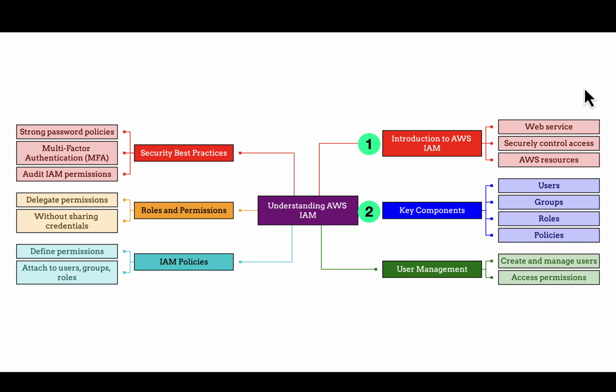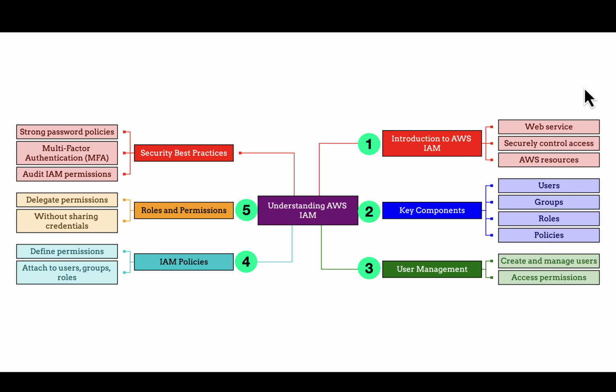2. Key components. IAM includes components such as users, groups, roles, and policies to manage permissions. 3. User management. IAM allows creation and management of AWS users and their access permissions. 4. IAM policies. These are documents defining permissions and can be attached to users, groups, or roles.